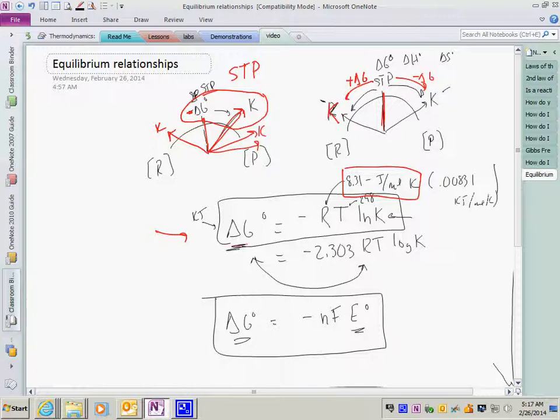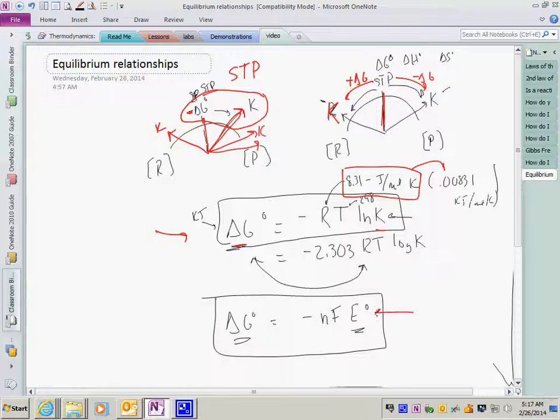And this is in kilojoules, so in this case I am going to bump this up to kilojoules per mole Kelvin, 0.00831. At this point it's simply a plug and chug situation. You plug in your K value and you can find your delta G prime, or you can find your K. If we're dealing with electrical potential, then we have another situation here.